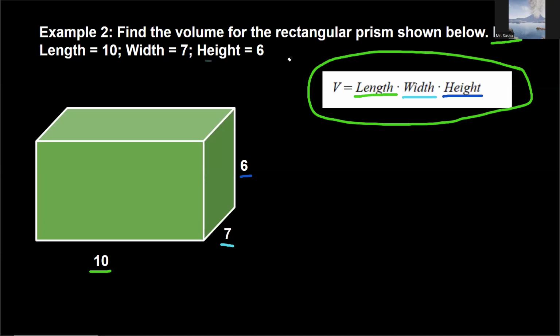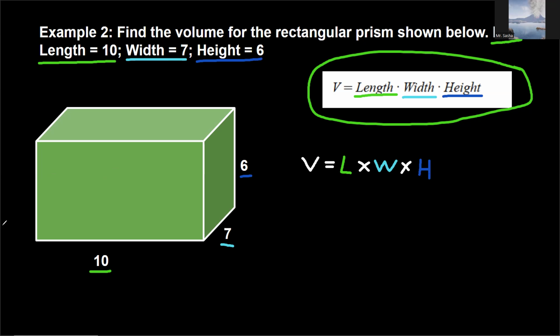So let me change the color here so we can make it easier to see. Let's put 10 as the length. Width, let me change the color here. Yeah, the width is 7. And the height is 6. Okay, so now remember what we have to do. We can now start solving. But let's write down the formula. Volume equals length, okay, times the width, okay, times the height.